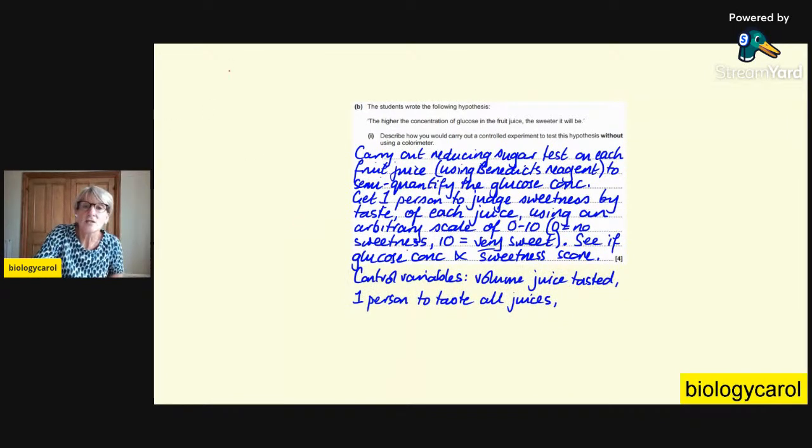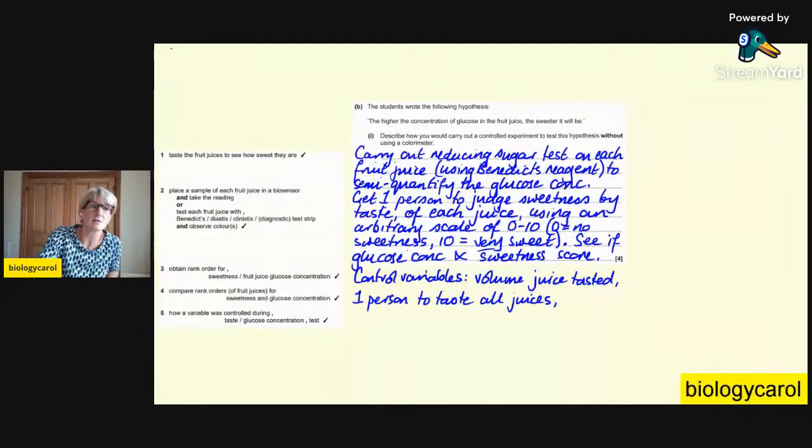Now, I added this on because I went back and I wasn't really happy with that answer, I'll be honest. I haven't actually addressed the important word, controlled experiment. That means actually listing control variables. So here's me trying to add a couple of control variables. Volume of juice tasted: if you taste a whole load, you're going to get more sweetness in your mouth than if you taste a smaller volume. And one person to test all the juices.